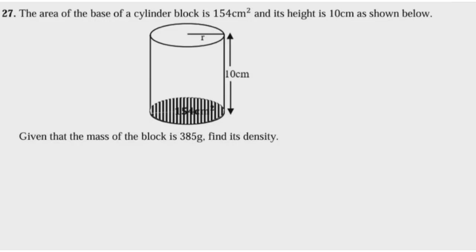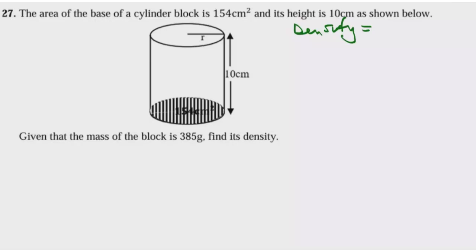We come to question 27. The area of the base of a cylinder block is 154 centimeter squared and its height is 10 centimeter as shown below. Okay, so you can take time and study the diagram. Then we come to the actual question, which is: given that the mass of the block is 385 grams, find its density.